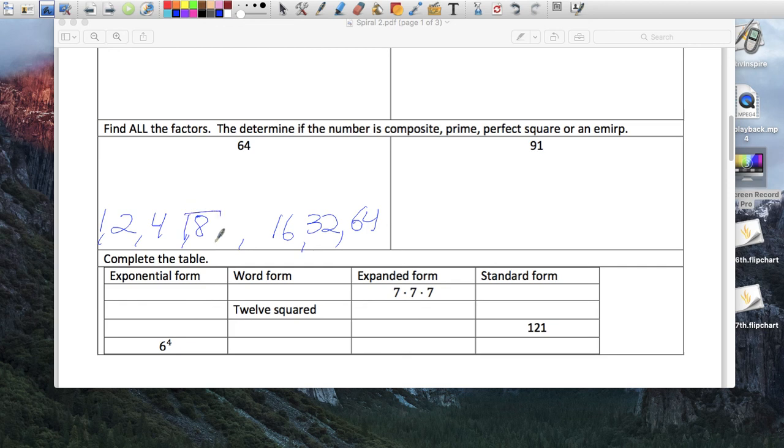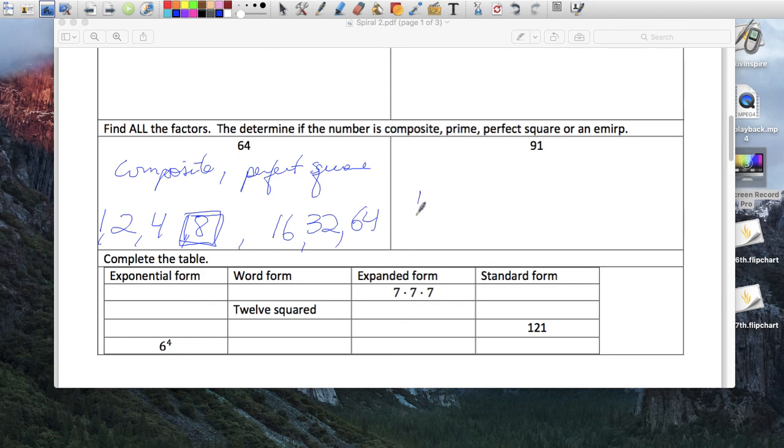So this one was a repeat, right? So I know that this is a composite. Check. Is it prime? No. Is it a perfect square? Yes, because 8 times 8 is 64. So this is a composite and a perfect square. Is it MERP? Obviously not, because it's not even prime to begin with.